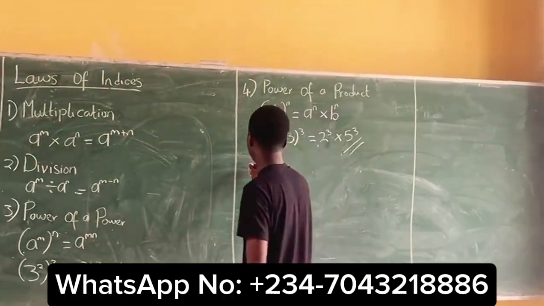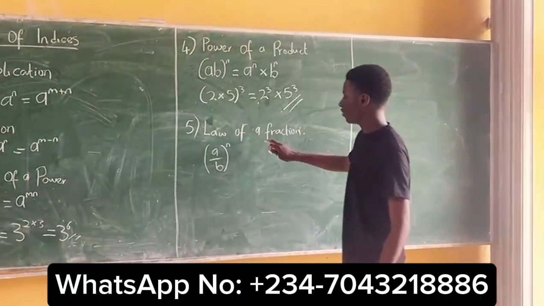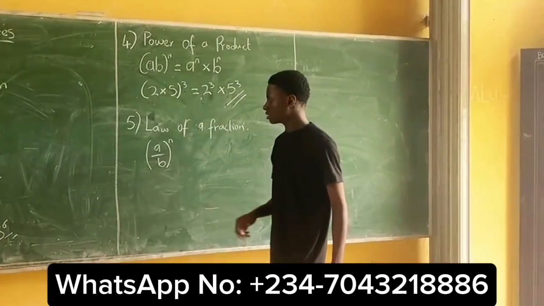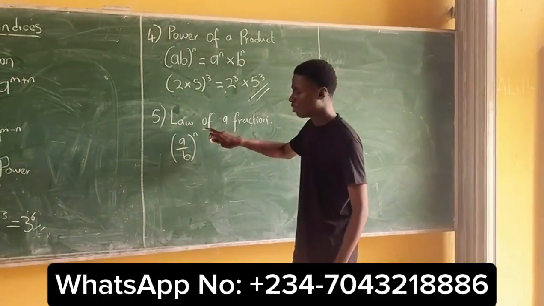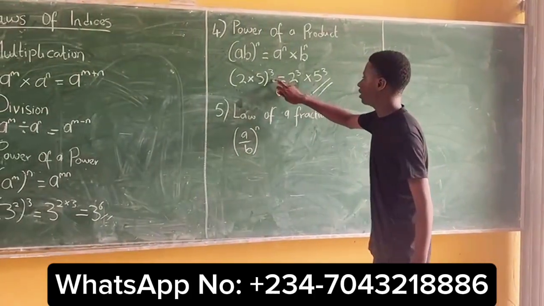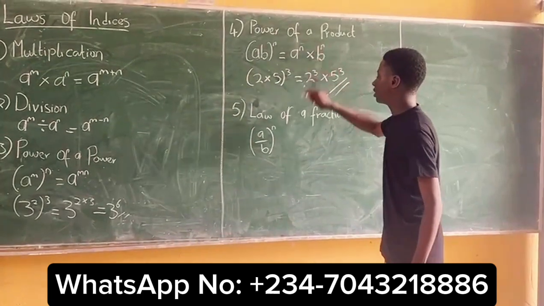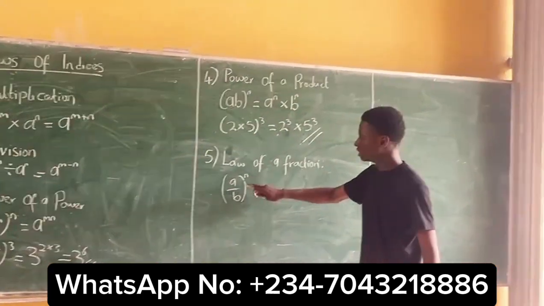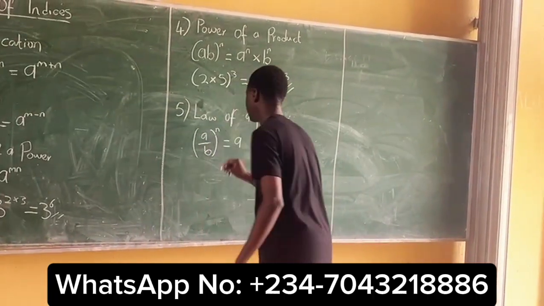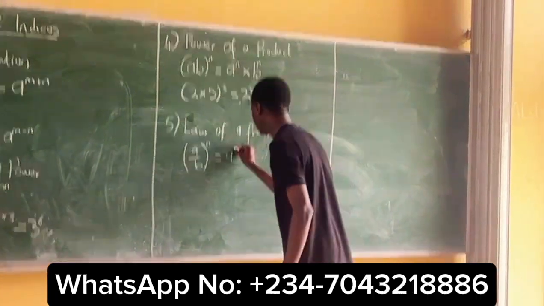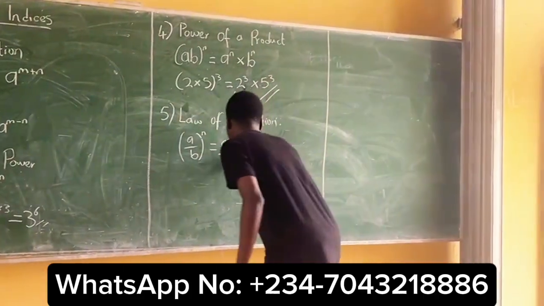Looking at the fifth law. The fifth law is the law of a fraction. For example, we have a divided by b, all raised to the power of n. Same thing we did here, where we gave each of them their own powers. So we give each of these terms their own powers. So we have a raised to the power of n divided by b raised to the power of n.